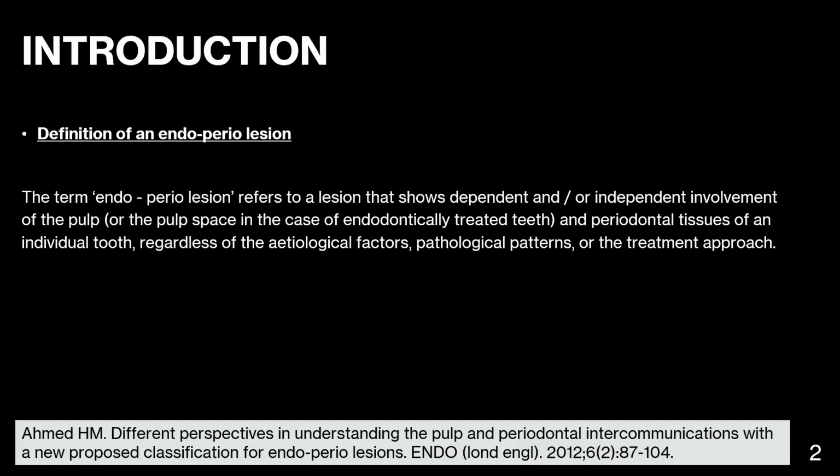Now, what is an endo-perio lesion? An endo-perio lesion is basically a lesion that shows dependent and/or independent involvement of the pulp or the pulp space in the case of an endodontically treated tooth, and periodontal tissues of an individual tooth, regardless of the etiological factors, pathological patterns, or the treatment approach.